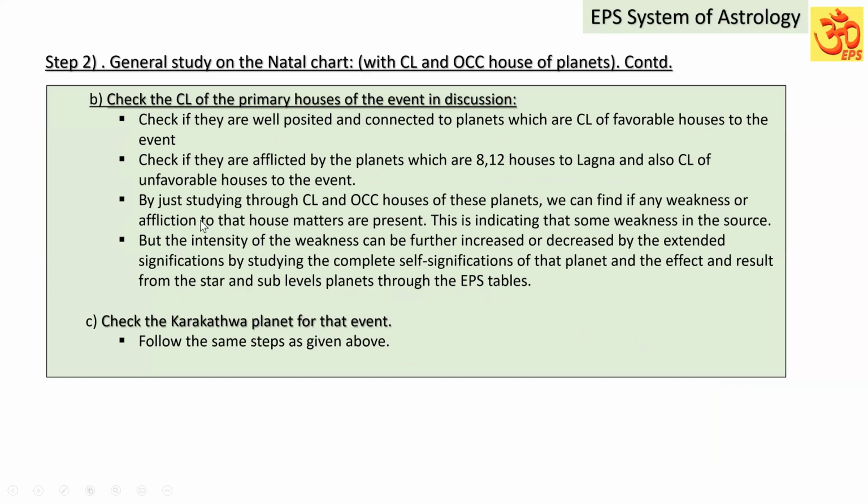In step number 2, that is B. What is B? Check the cuspal lord of the houses of the event in discussion. We discussed in the previous slide, we are talking about the lagna and the moon. Now we are talking about the cuspal lord of the primary house. Suppose we are talking about the event of, say, childbirth.